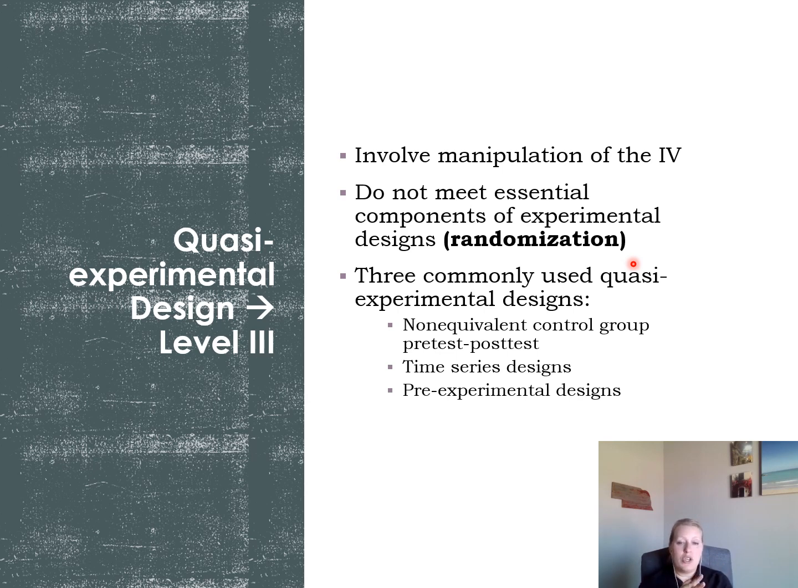But let's say you have a group and just out of convenience, you're going to be in the intervention group and you're going to be in the control group. Again, there's no randomization, which really increases bias. So that would be a quasi-experimental level 3.